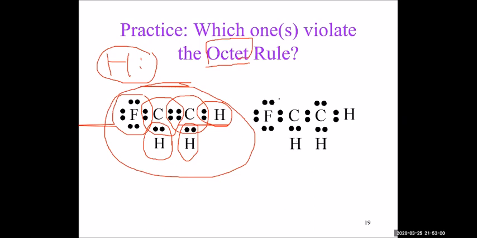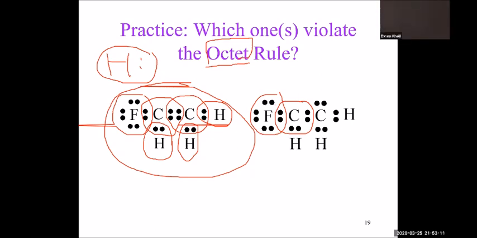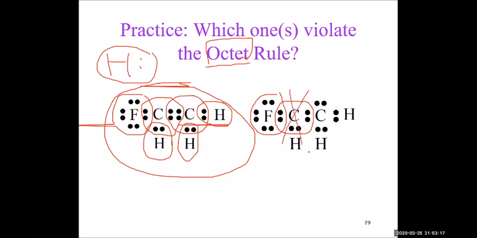And you look at the right-hand structure. Fluorine is octet. Then look at this carbon. Is this carbon octet? No. You can see there's only 1 pair and 6 electrons, so this is not octet. All the other atoms are octet: this carbon is octet, this hydrogen is 2, that hydrogen is 2. So all the other atoms are octet except this carbon. This carbon violates the octet, it did not fulfill the octet. And that's basically the answer.